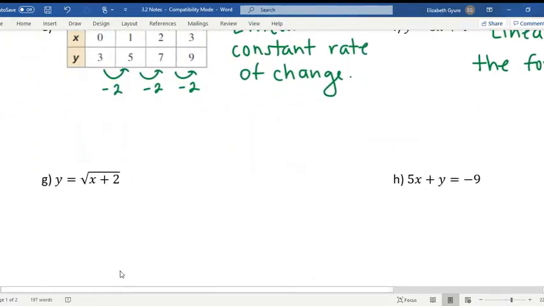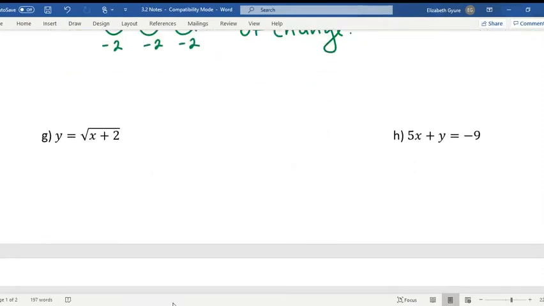All right, so for part G, again, let's look for the things we don't want. Are there any exponents? No exponents, but are there square roots? Yes. Is that a problem? Yes. So is this going to be linear? No. So we are going to say nonlinear.